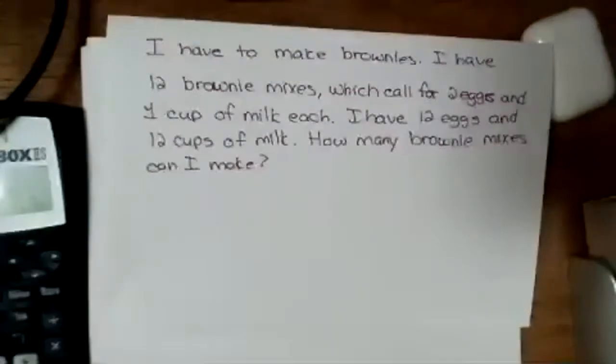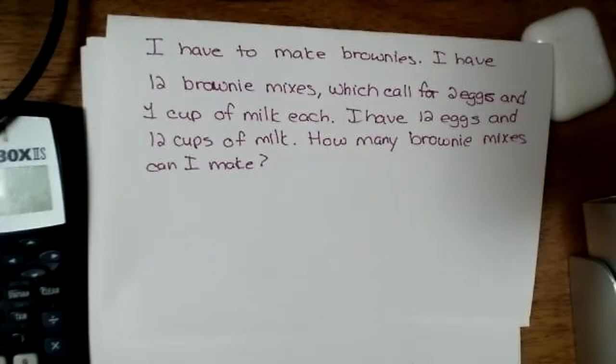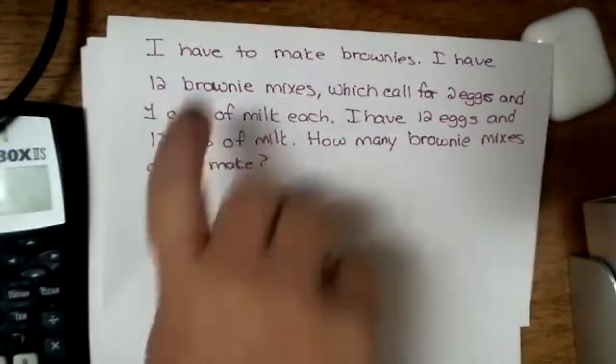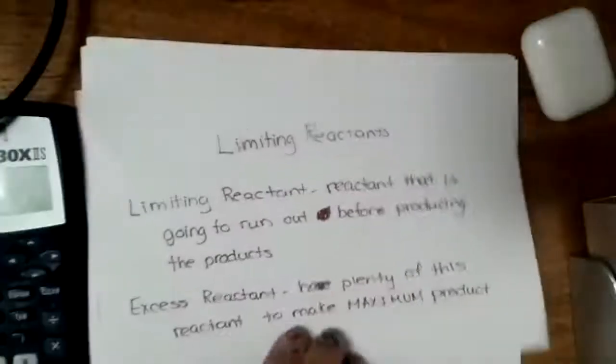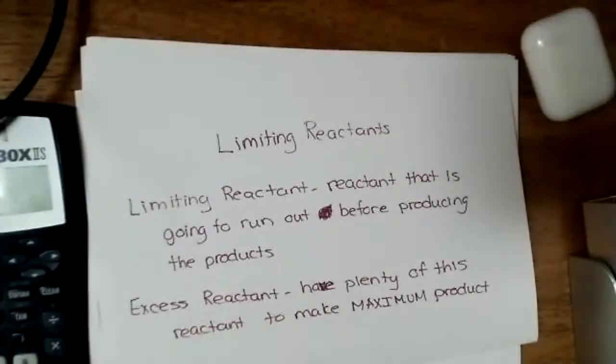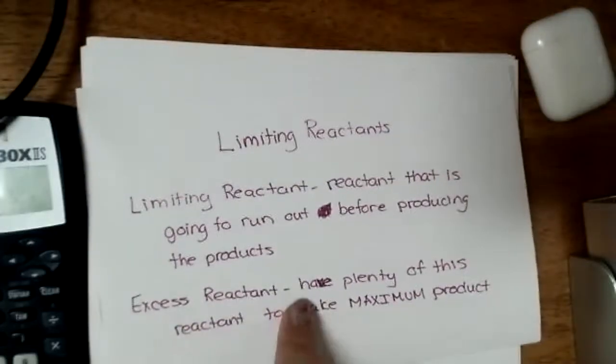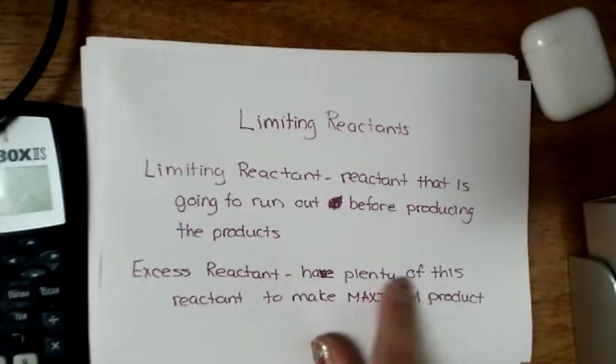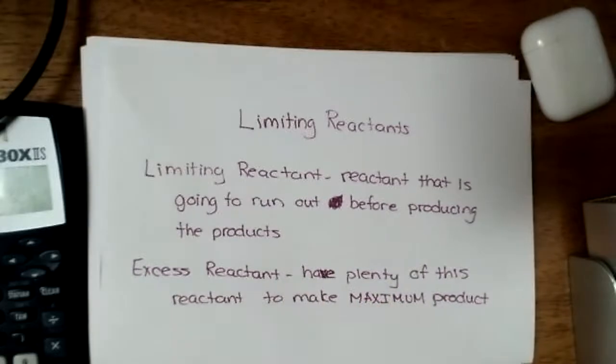The eggs. I am running out of eggs. I don't have enough eggs. So therefore, that is my limiting reactant. It is limiting me to only 6 brownie mixes. I do, however, have 12 cups of milk. Those 12 cups of milk allow me to make all 12 brownie mixes. Therefore, they are what we know as my excess reactant. It is allowing me to fix the maximum number of brownie mixes.